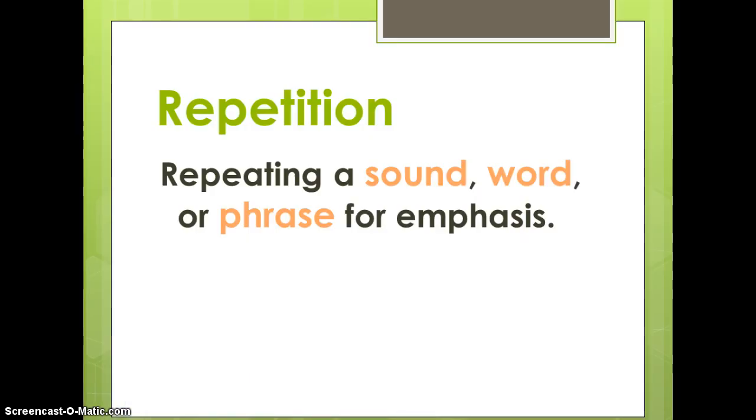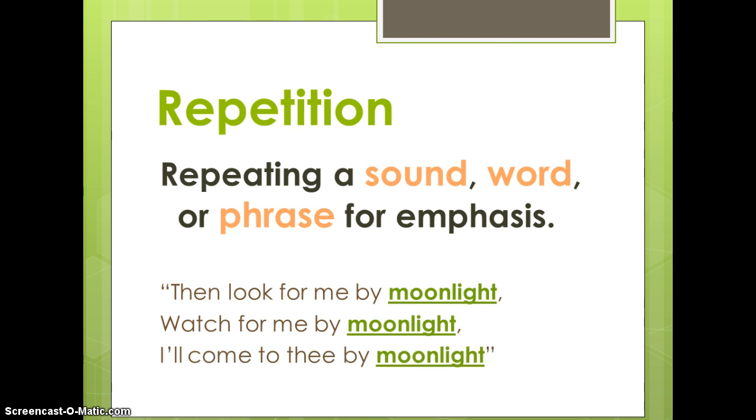Our next poetic device is repetition. Pretty simple. Repetition being how we repeat a sound, word, or phrase for emphasis. Let's look at an example. Then look for me by moonlight, watch for me by moonlight, I'll come to thee by moonlight. We repeat this word moonlight over and over because that's what the poet wants to stick in your mind. He's using it for emphasis.